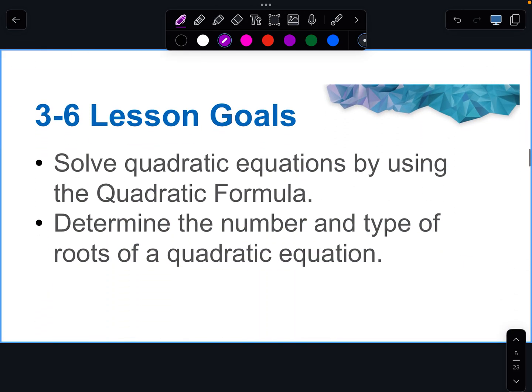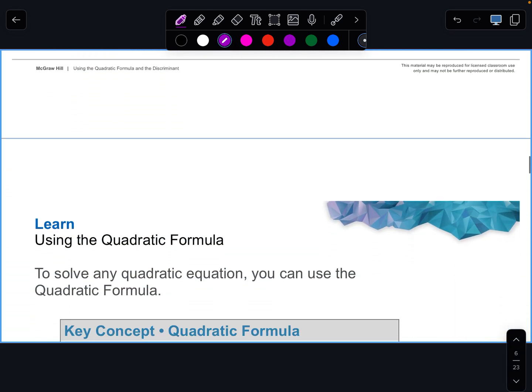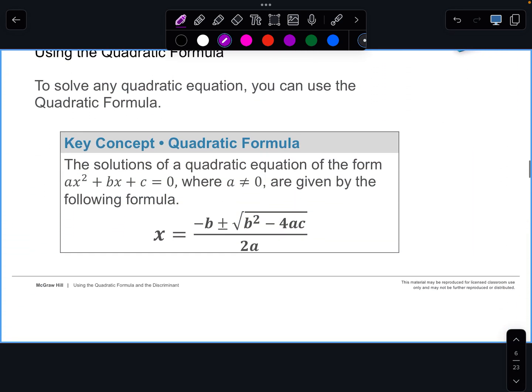We are going to solve quadratic equations by using the quadratic formula, and then we will determine the number and type of roots of a quadratic equation. So far we've learned how to solve by graphing, by factoring, by using the square root property, and by completing the square. All of those are like different hammers in a toolbox.